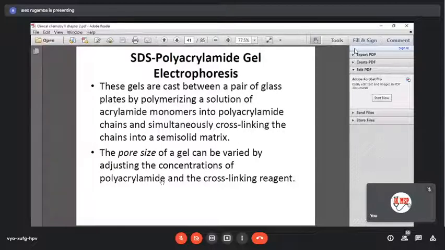This is also a gel cast between a pair of glass plates, with a solution of acrylamide monomer polymerized into polyacrylamide chains. So here you have two glasses and you make the gel inside the glasses, but you leave wells where you will put your sample and then you migrate. Let me show you an image. Maybe you cannot understand. Okay, let's do this.